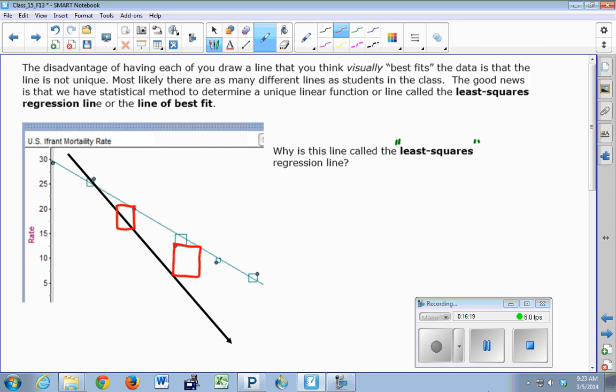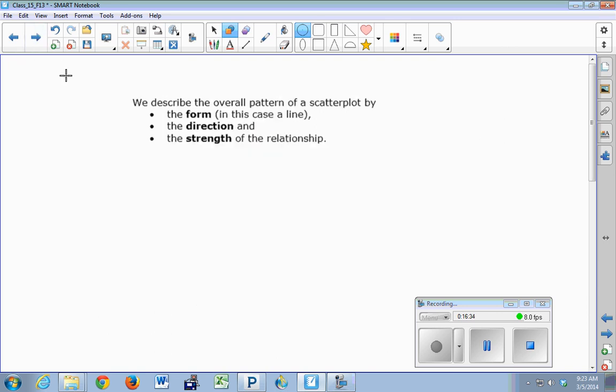Okay, and that's where this term, least squares regression line, comes from. Okay, now you'll never have to do that. You'll never see it in your book. I threw it in to show you where this fancy term came from and the idea behind the line of best fit.